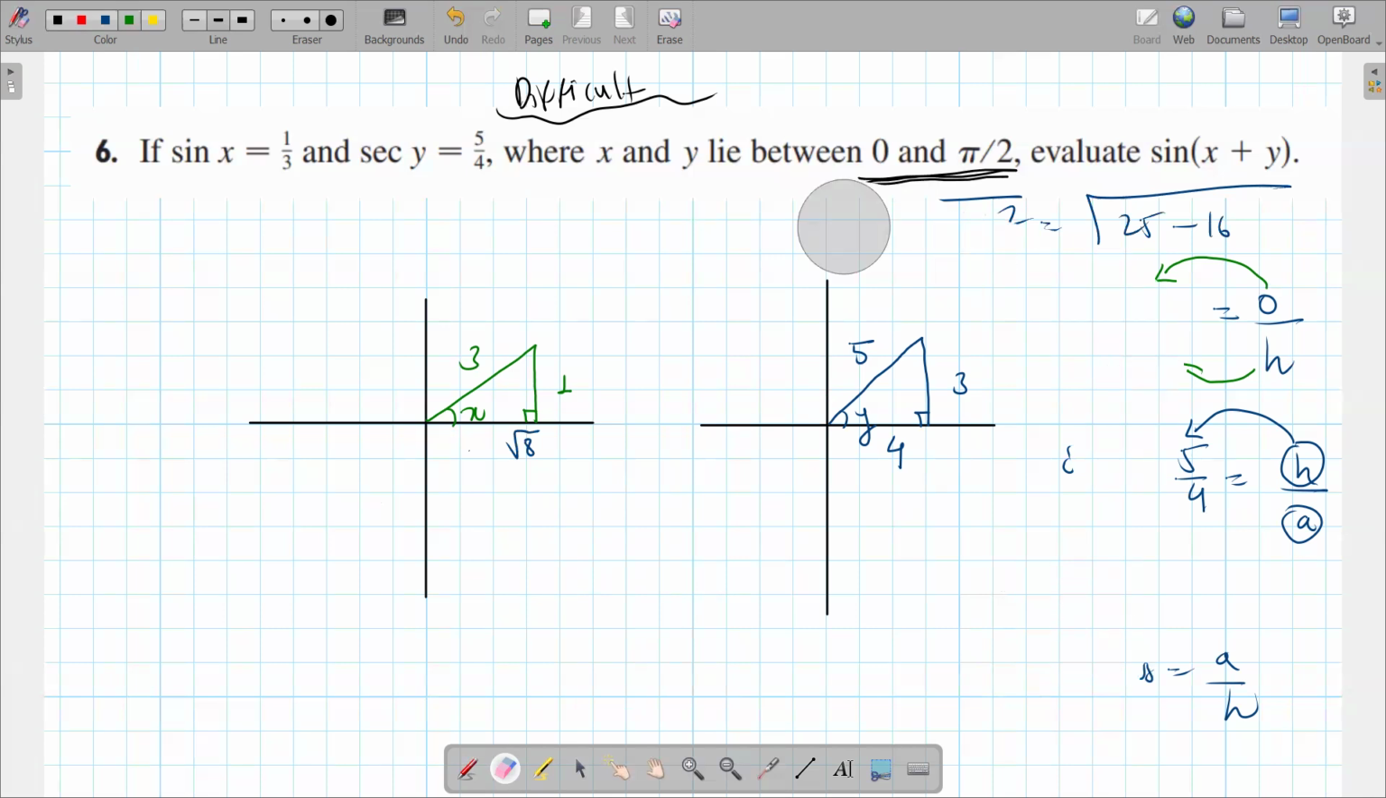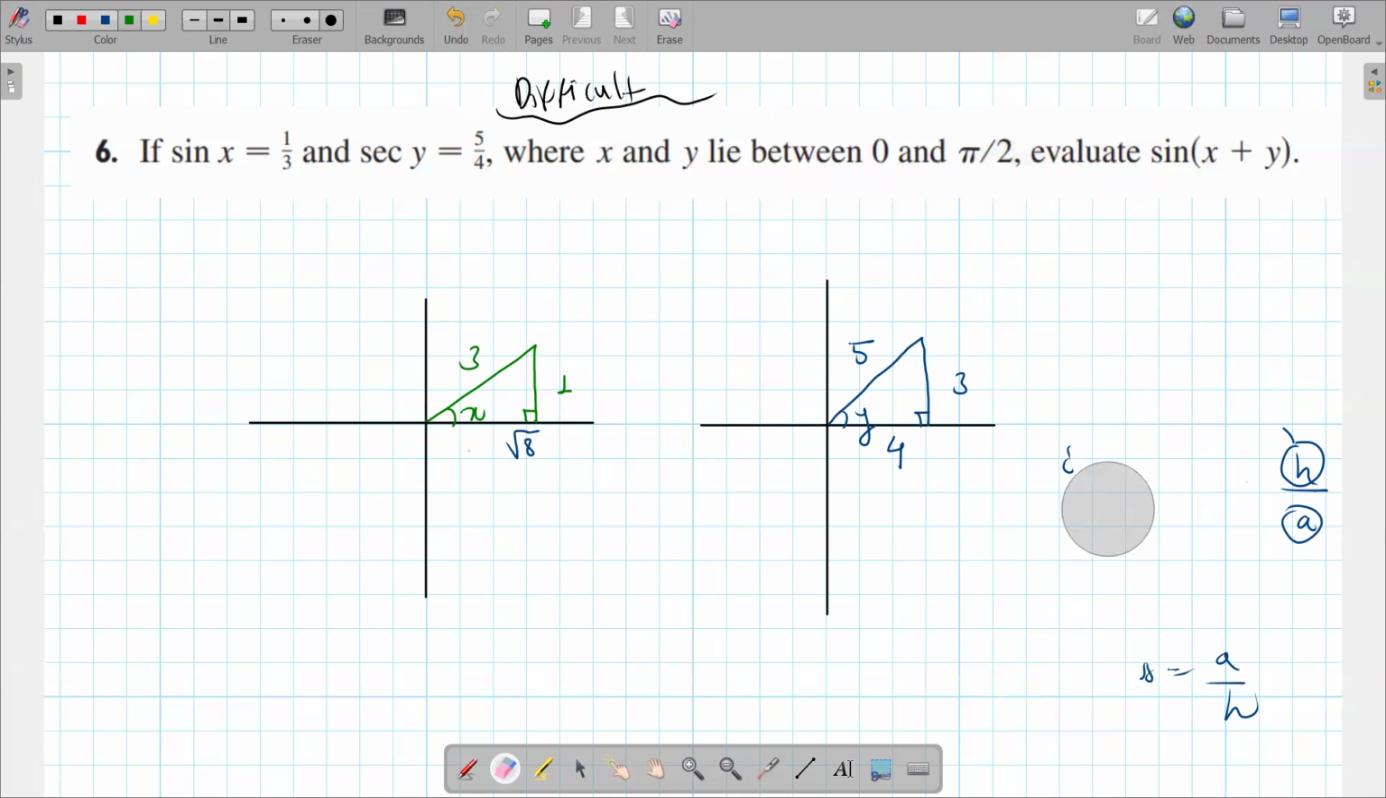Cool. So now, what do they want us to find? Evaluate sine x plus y. Again, you'll see this in grade 12. Sine x plus y. You'll notice that there's two angles in there, right? And you're adding them. When you're adding or subtracting two angles inside a ratio, we haven't seen this yet. Maybe we have actually a while ago. This is called a compound angle formula.